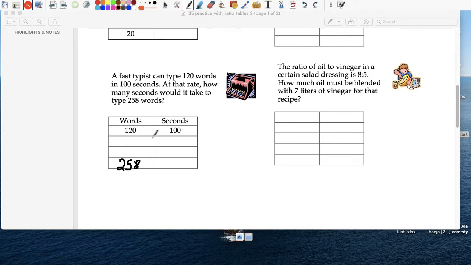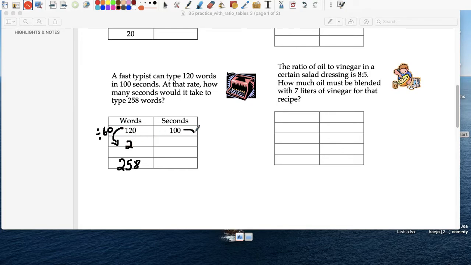So let's see if I can divide that by 10. No. Divide that by 60. Oh, yuck. So I'm going to, this one is going to be really ugly. So it's okay. You know what? So let's do this. I'm going to divide this by 60. 120 divided by 60 is 2.